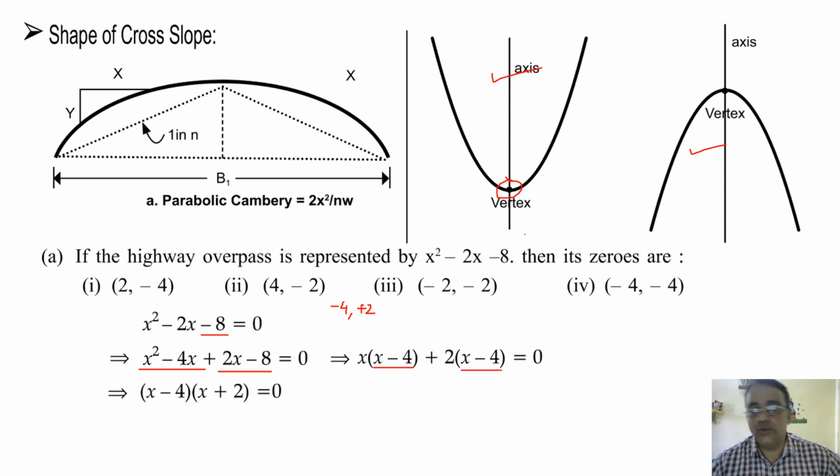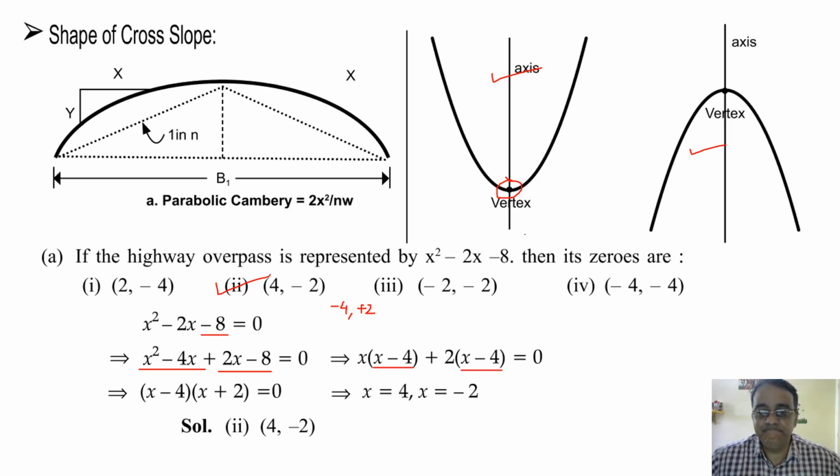Now if you equate both with 0, you will get x is equals to 4 and x is equals to minus 2. So 4 and minus 2 are the required zeros. So what is the correct option? The second option. Right. अब इसका जो दूसरा मेथड क्या है, देखो सभी का x coordinate different है. X coordinate of all the numbers are different.